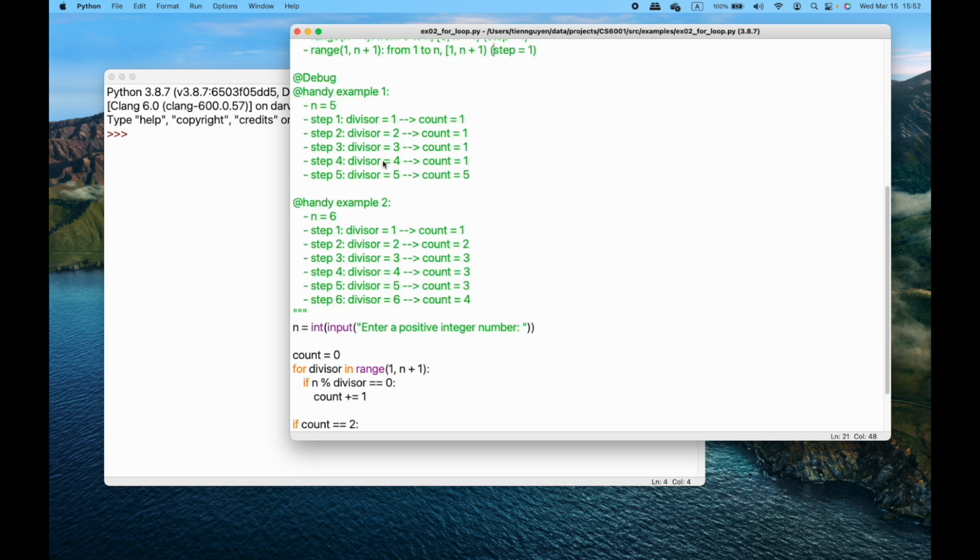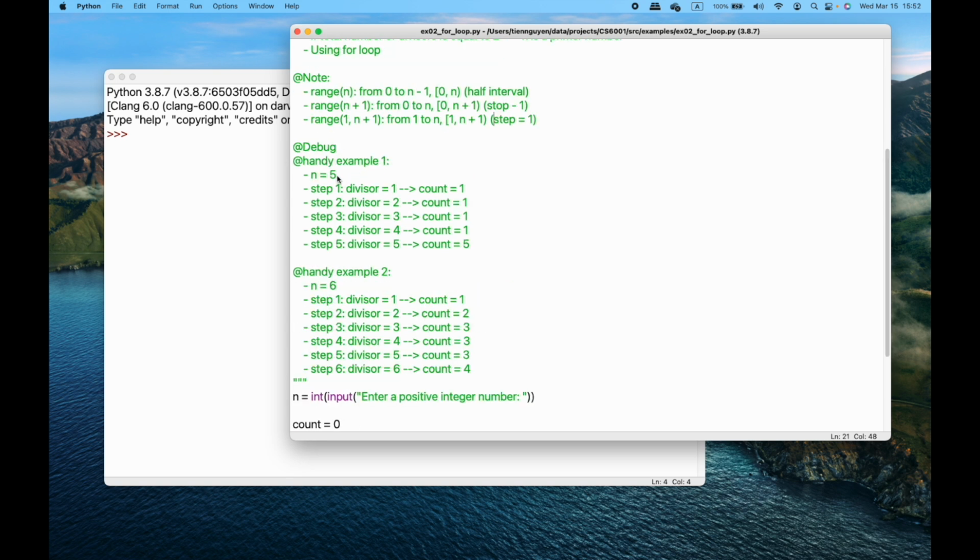Okay, so let's look at some examples. We have a handy example here. We have number 5, step 1. So we're going to go through the for loop. At the first iteration, we have the divisor equal to 1. So the counter, the number of divisors, is equal to 1, because we just found this one, number 1. Next is the number 2. Number 2 is not a divisor of n. So the total number of divisors is still 1.